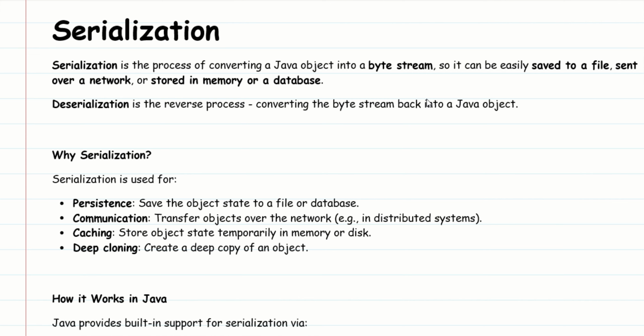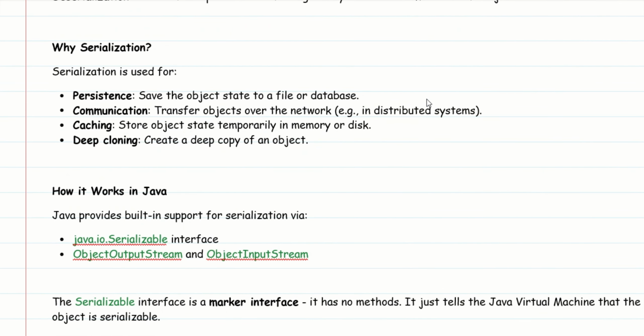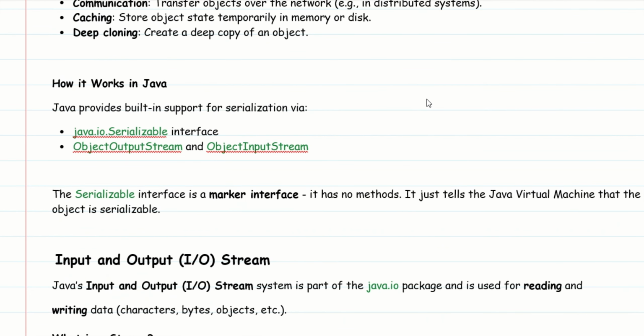So how does it work in Java? Java provides built-in support for serialization. We have the java.io.Serializable interface, and we can also use streams like ObjectOutputStream and ObjectInputStream. The Serializable interface is a marker interface, that is, it has no methods. It just tells the JVM that the object is serializable.